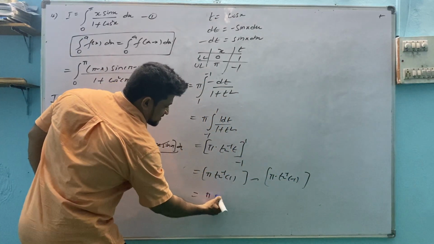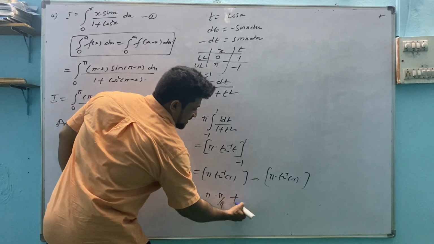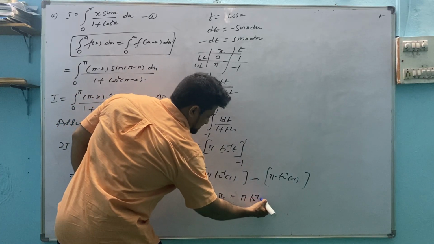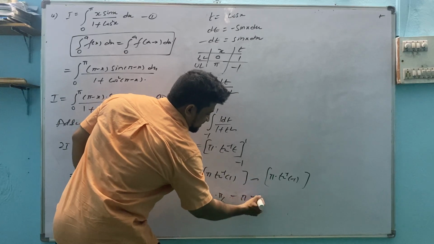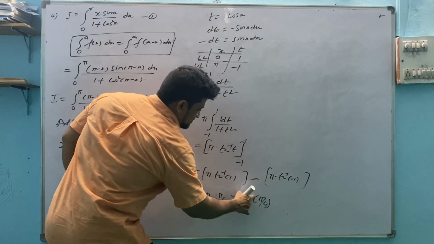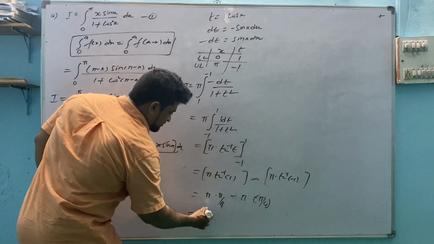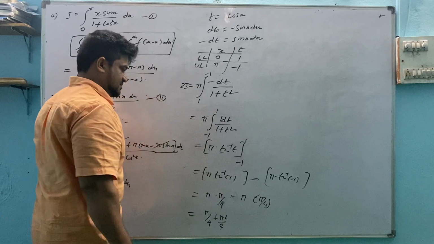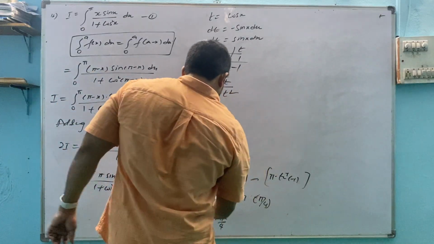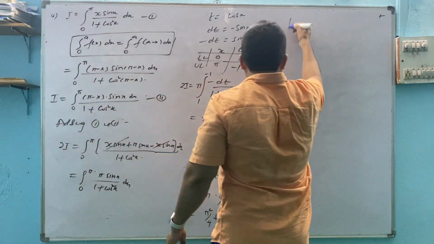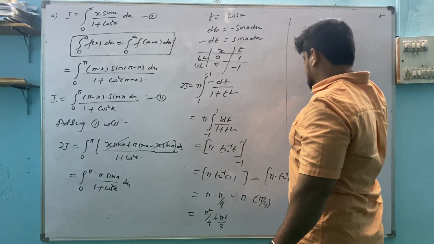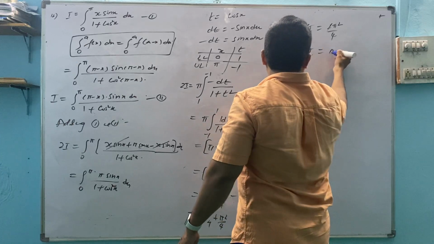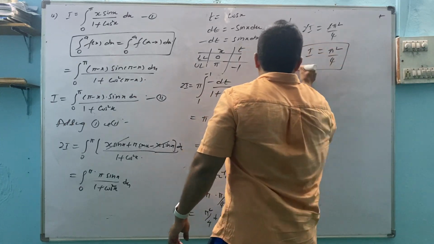So tan inverse 1 is pi by 4. Minus into minus, the minus we write as it is, pi into tan inverse minus 1 is minus pi by 4. So we have pi square by 4 plus pi square by 4. 2I is equal to 2 pi square by 4, so I is equal to pi square by 4. That is the answer.